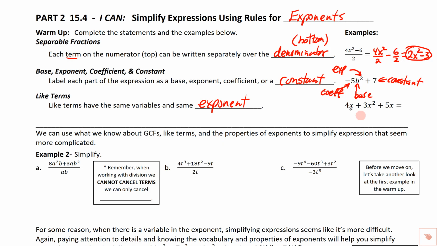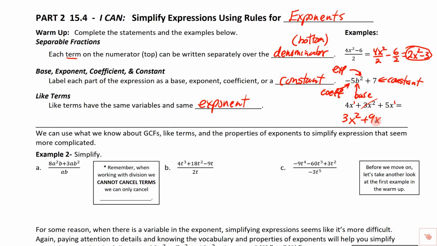So when we've got 4x plus 3x squared plus 5x, all of these terms have an x in them, and remember, terms are separated by plus and minus signs, addition and subtraction. So they've all got an x, but these two have the same exponent. So we're going to put the two of those together. So I'm going to go ahead and write this in the correct order. I'm going to write this in descending order. So I've got that one taken care of. And then we've got 4x plus 5x. We end up with 9x.